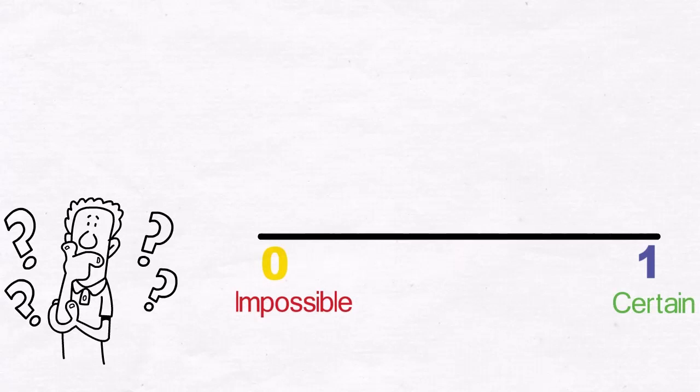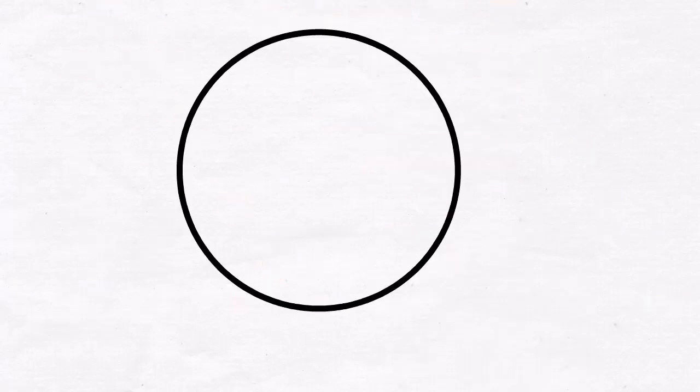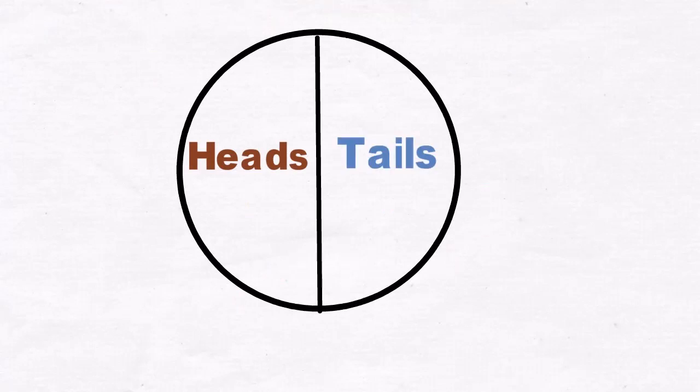In the case of a fair coin, since there are only two possible outcomes, each outcome has an equal chance of occurring. Therefore, the probability of getting heads or tails is both 0.5 or 50%. We use the notation P(event) to represent the probability of an event happening. In this case, P(heads) and P(tails) both equal 0.5.